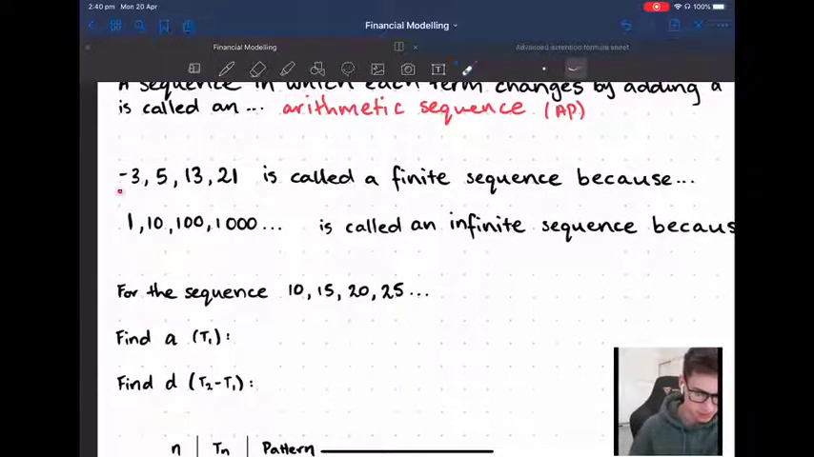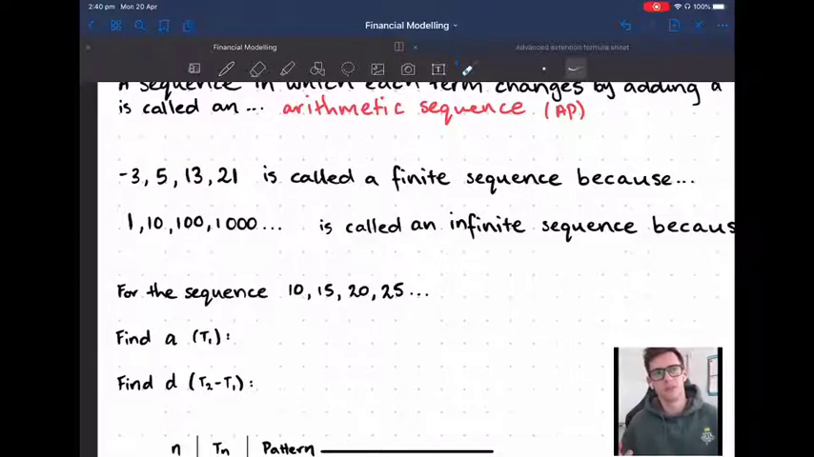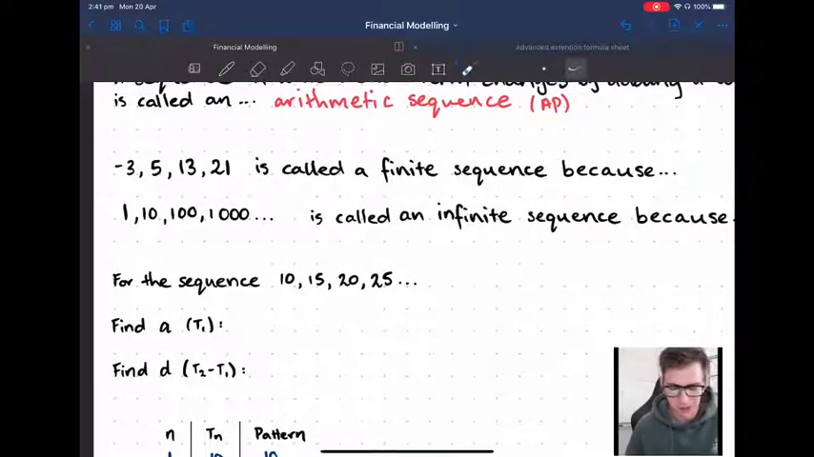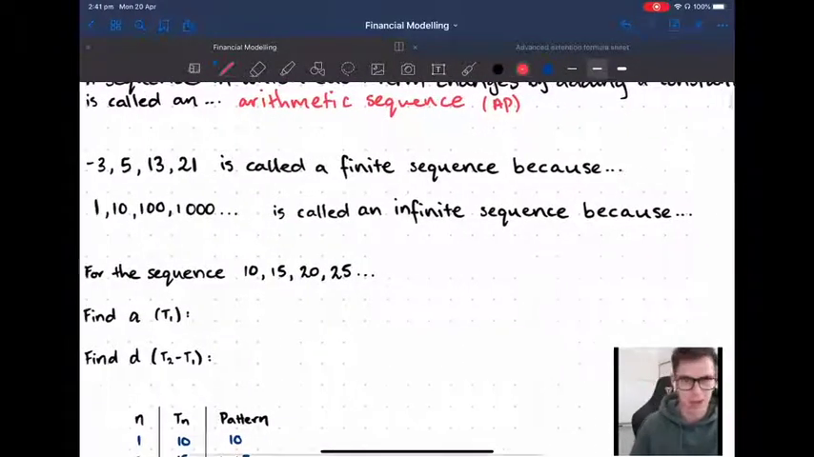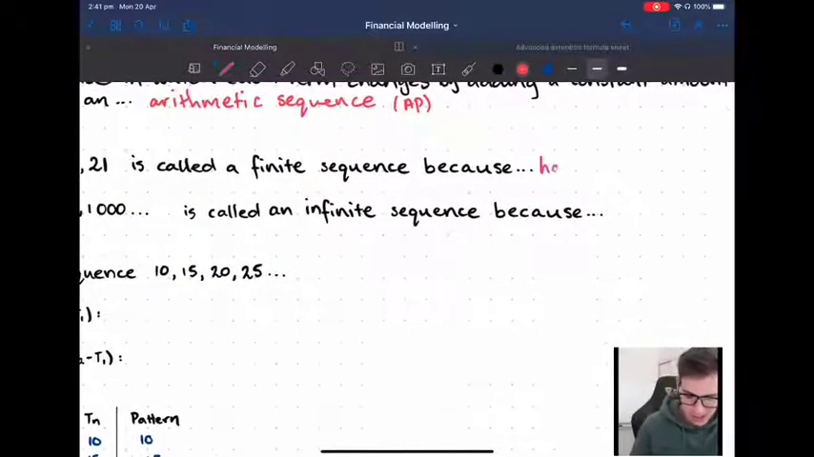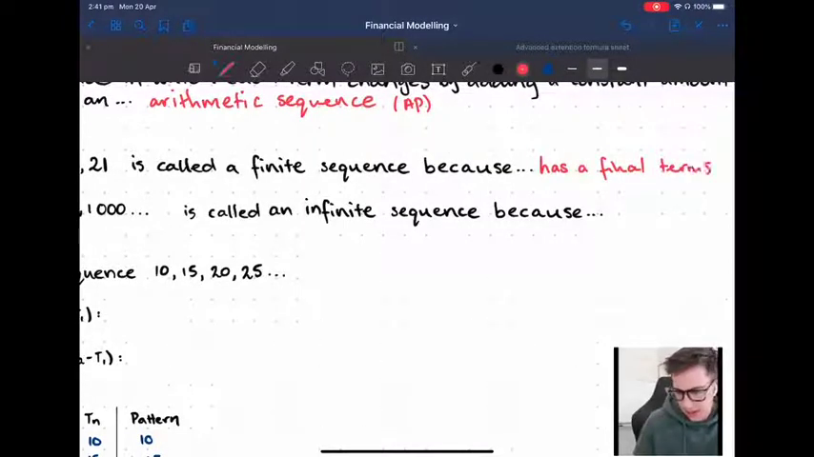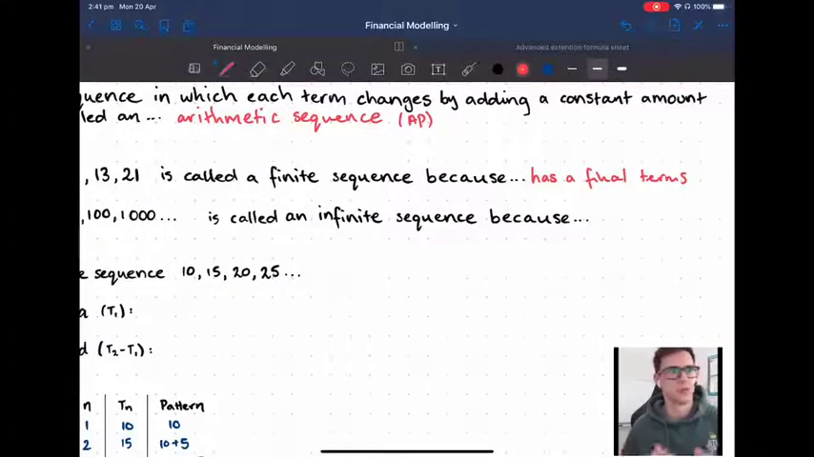If you have a look at this first example here, we've got minus 3, 5, 13, 21. You can start by asking, is that an arithmetic sequence? Is it going up by the same amount each time? It's going up by plus 8. So yes, it's an arithmetic sequence. This one in particular is called a finite sequence because it ends. It has a final term. It finishes. That's all there is to it.